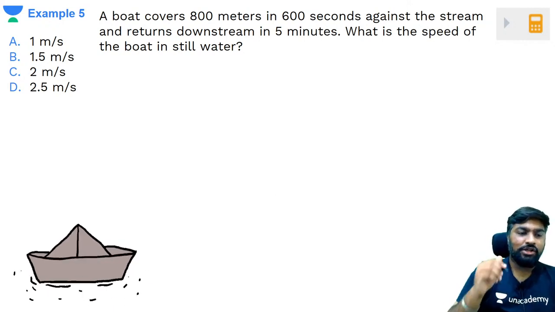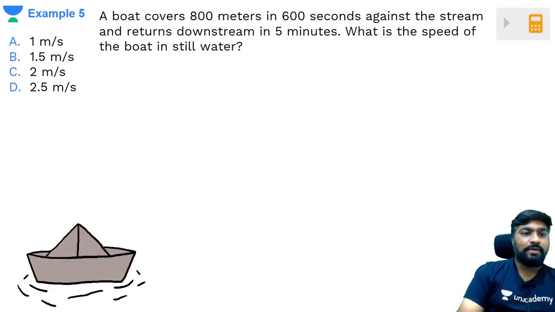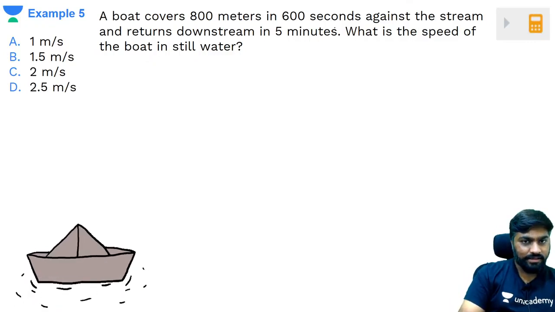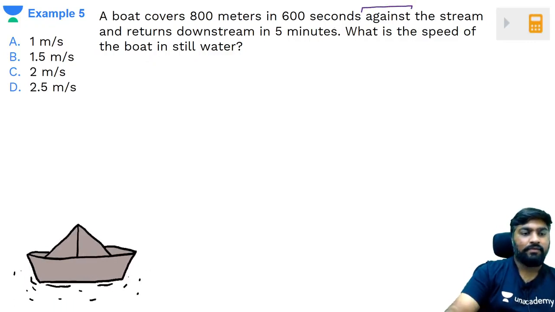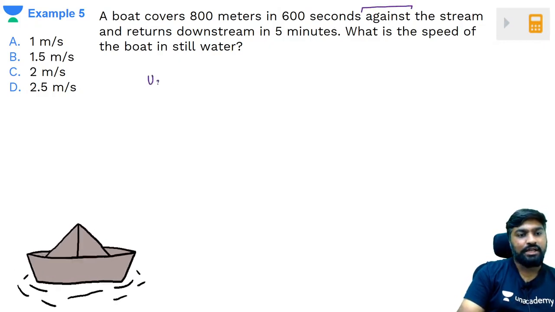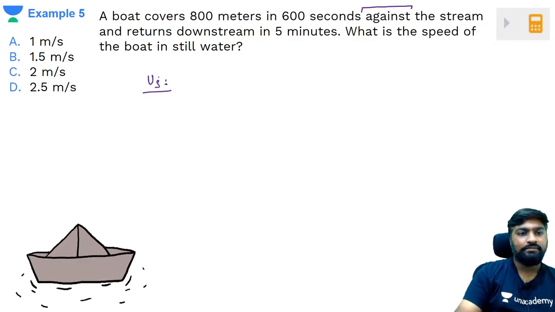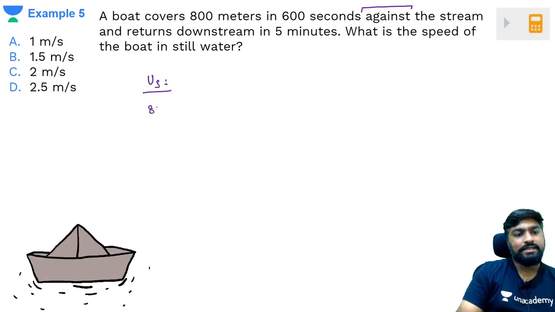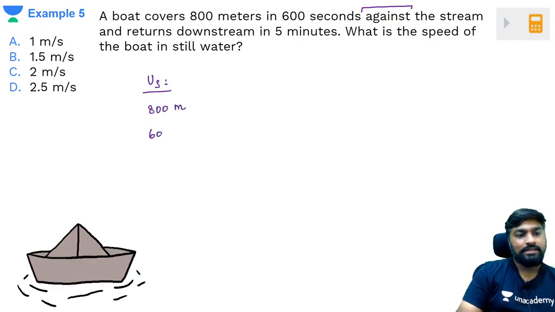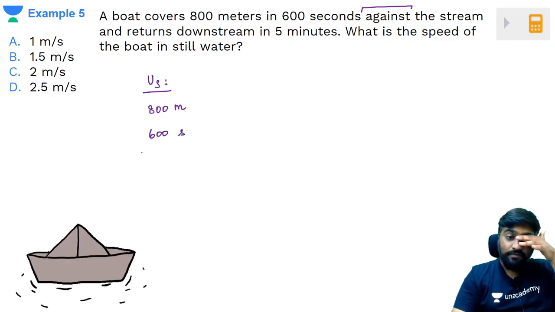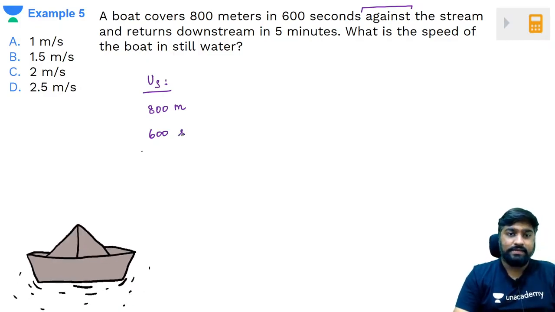Okay. Chalo, let's have a look at this now. A boat covers 800 meters in 600 seconds against the stream. Yes. So what is this? This is an upstream situation. It says the distance is 800 meters and this is covered in a time period of 600 seconds.